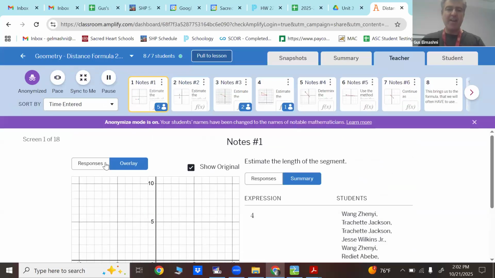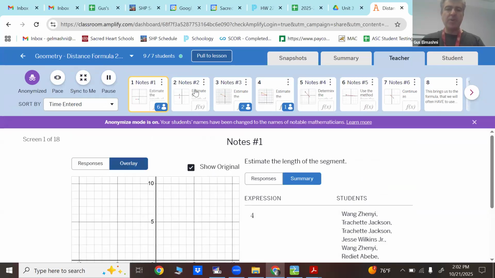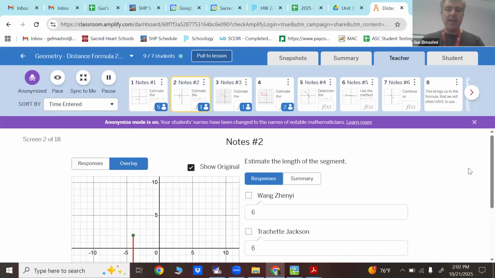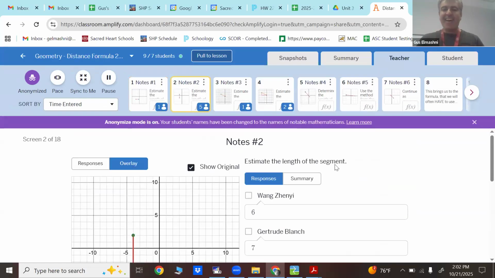All right, so now if you go to notes 2, how long is that one? That one's going to be 6. So good job, Wang and Trishette. All right, if you look at notes 3.